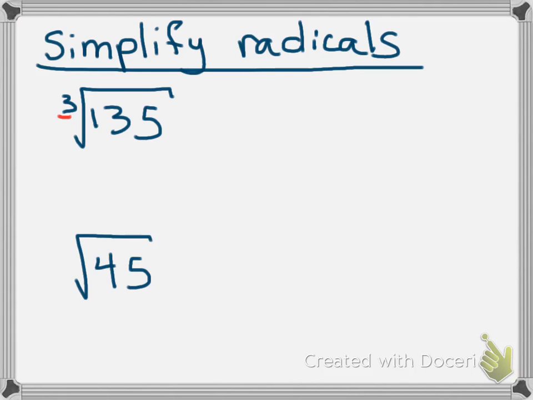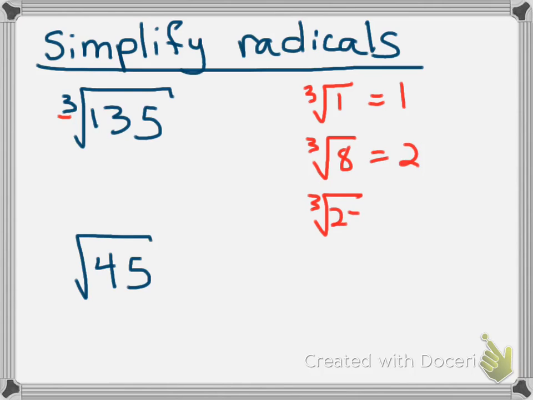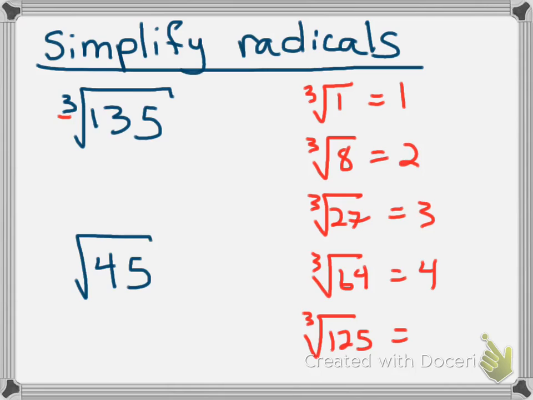So I'm looking for a cubed root of something that I know. You always want to think about the things you know. Let me write up on the side the things that I know without my calculator. The cubed root of 1 is 1. The cubed root of 8 is 2. The cubed root of 27 is 3. The cubed root of 64 is 4. The cubed root of 125 is 5. These are the things you want to be able to write down as a point of reference. So those are the things that you know.